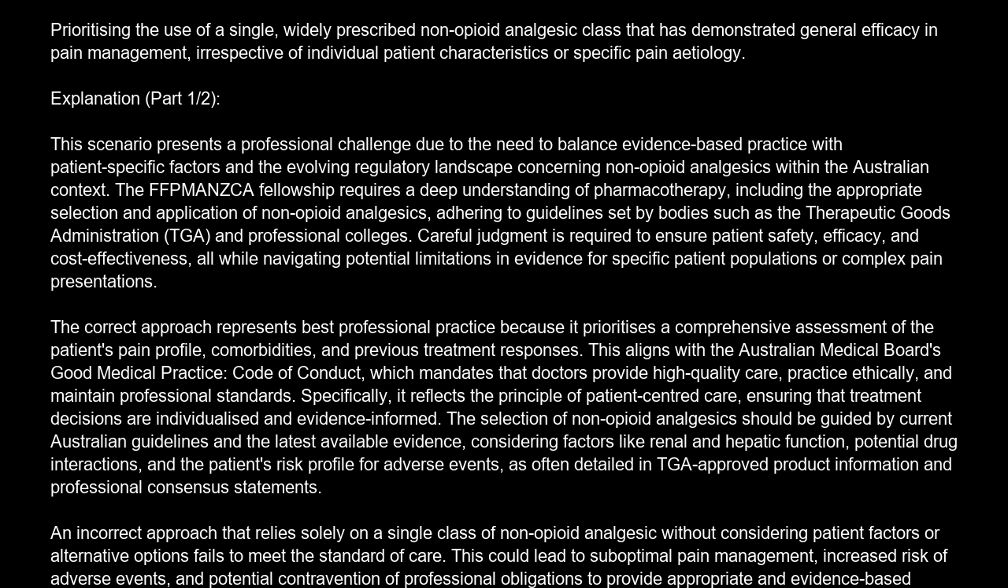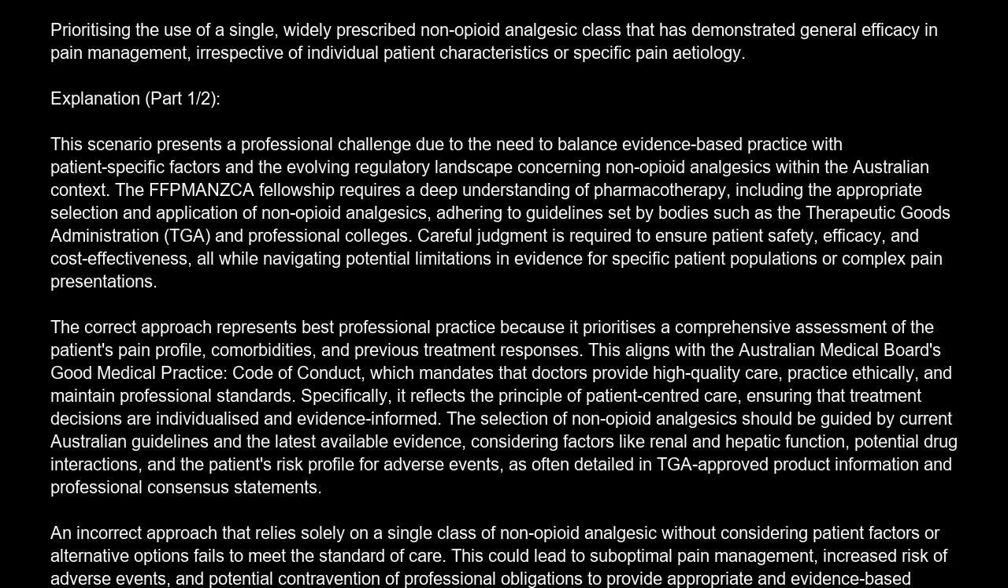This aligns with the Australian Medical Board's Good Medical Practice Code of Conduct, which mandates that doctors provide high-quality care, practice ethically, and maintain professional standards. Specifically, it reflects the principle of patient-centered care, ensuring that treatment decisions are individualized and evidence-informed. The selection of non-opioid analgesics should be guided by current Australian guidelines and the latest available evidence, considering factors like renal and hepatic function, potential drug interactions, and the patient's risk profile for adverse events, as often detailed in TGA-approved product information and professional consensus statements.